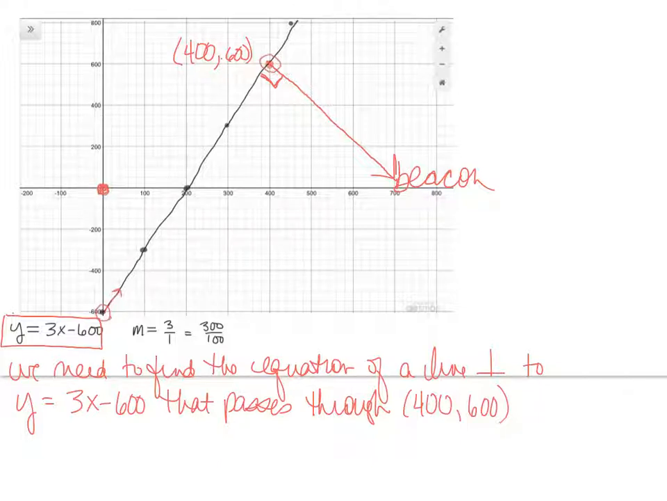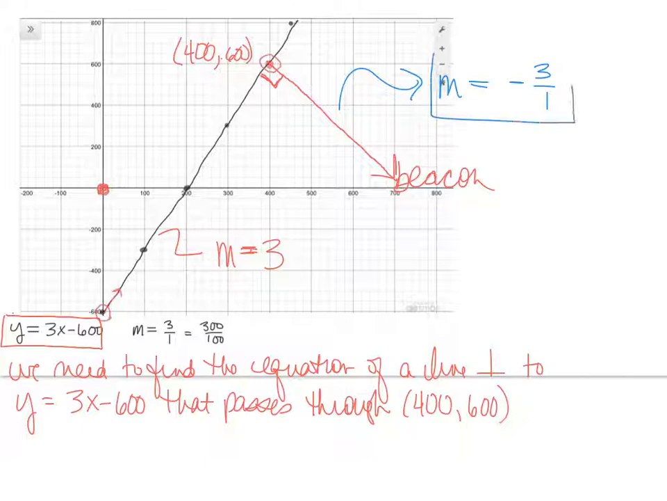The slope of the robot is 3. What do we know about slopes of perpendicular lines? Slopes of perpendicular lines are the opposite sign and the reciprocal fraction. So that's going to be the slope of the line that the beacon is on, right? The perpendicular slope is always the opposite sign and reciprocal fraction, right? So we can come up with an equation pretty simply.